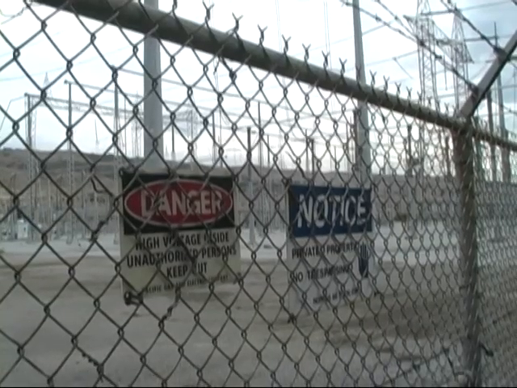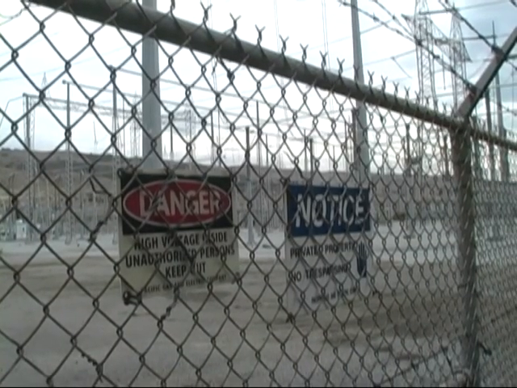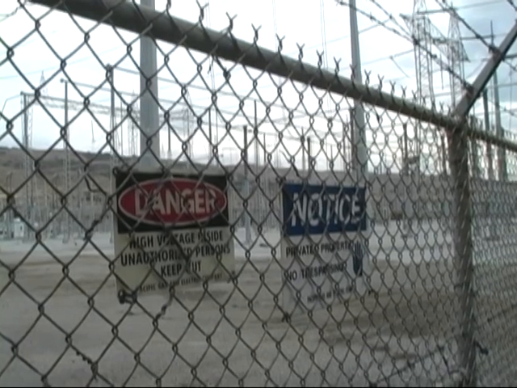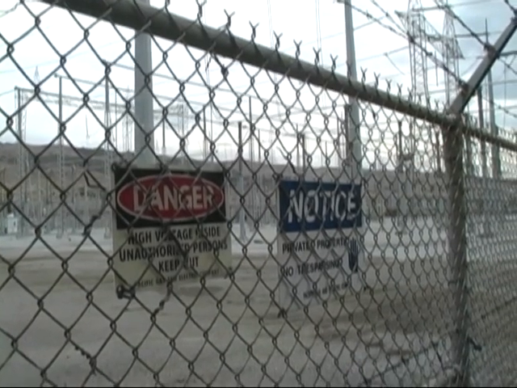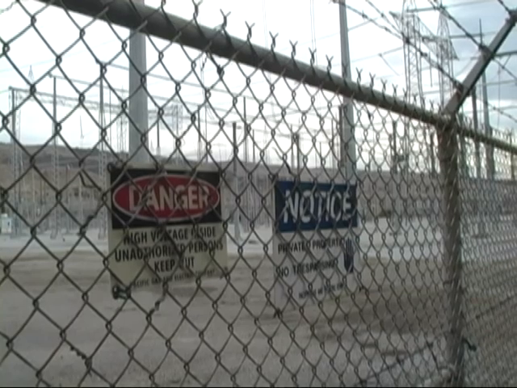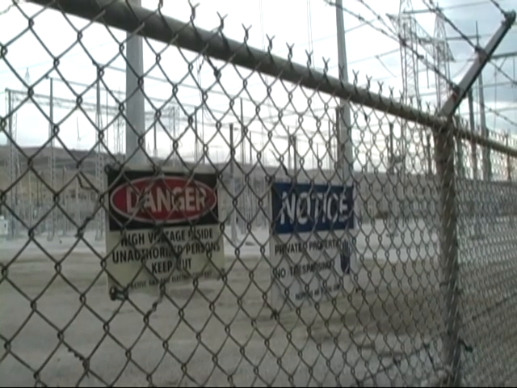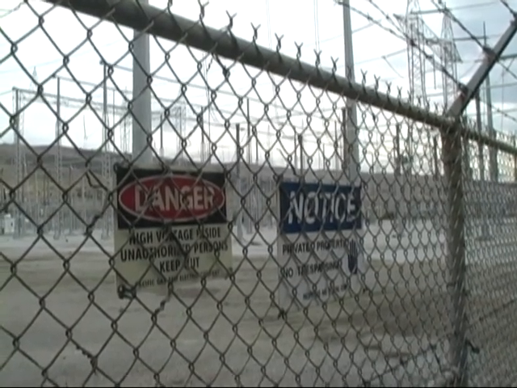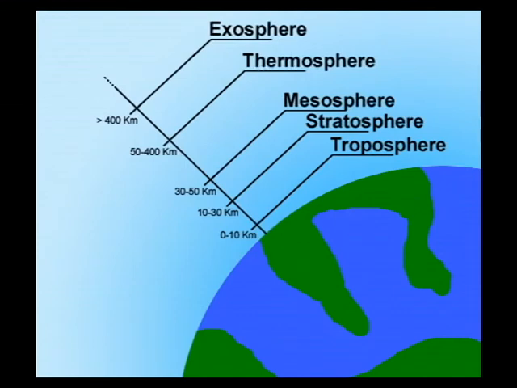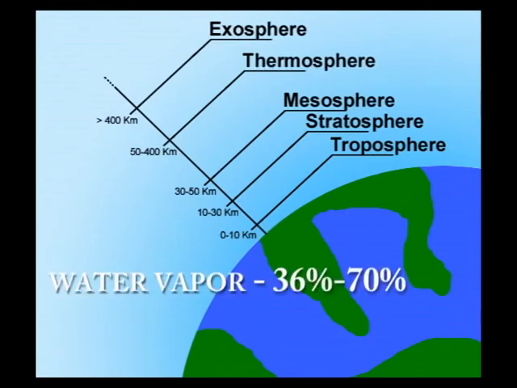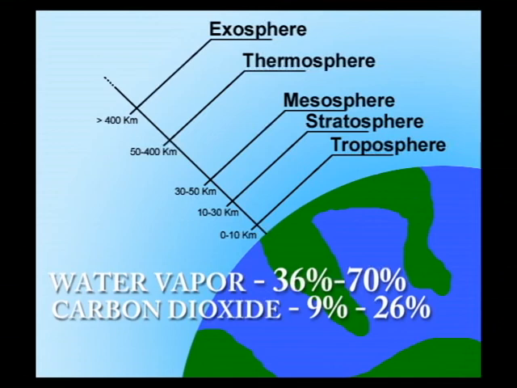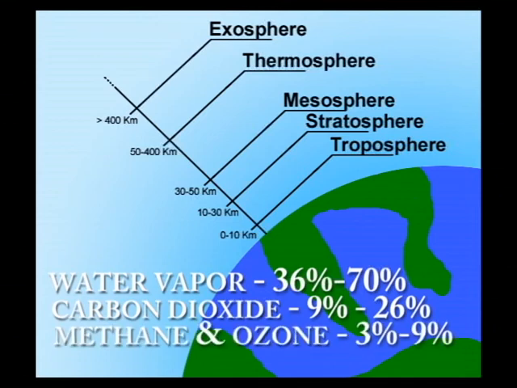The carbon cycle is a biogeochemical cycle by which carbon is exchanged among the many levels of our atmosphere. It is one of the most important cycles in nature because it allows the recycling and reuse of carbon throughout our biosphere. Carbon exists in our atmosphere in the form of a gas as well as other materials such as water vapor, which makes up 36 to 70% of what's known as greenhouse gas. Carbon makes up 9 to 26%, and methane and ozone make up about 3 to 9%.